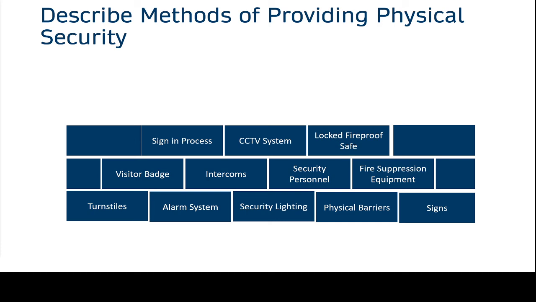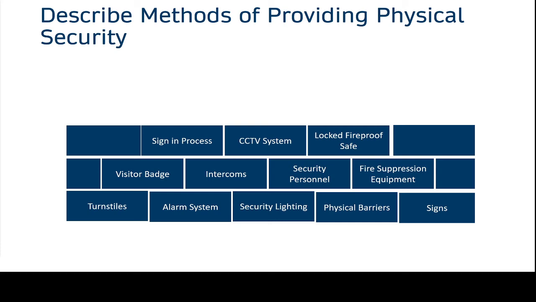Intercom systems, so you can buzz people in. Maybe you don't have a receptionist, but the door still has a secure entry system, so you need to press a button, buzz through, and speak to whoever's in before they let you in. You can't just walk in. Security personnel employed to manage entryways, entrances, gates. Fire suppression equipment: if the threat is fire, then fire sprinklers, fire alarms and fire extinguishers can all be used to prevent that from happening.